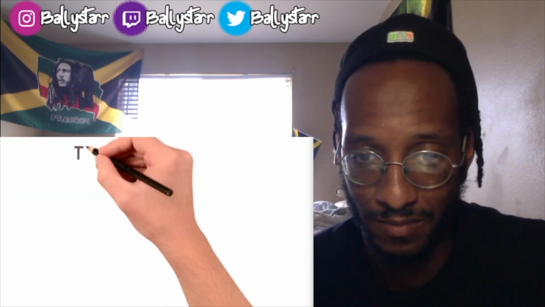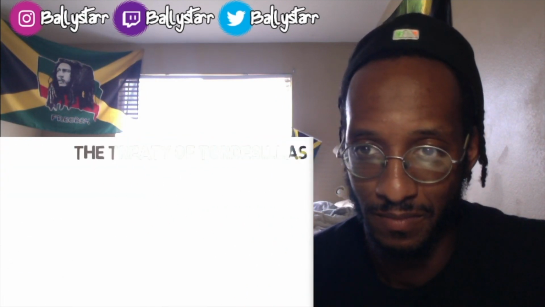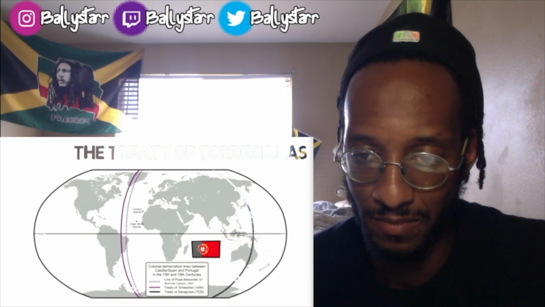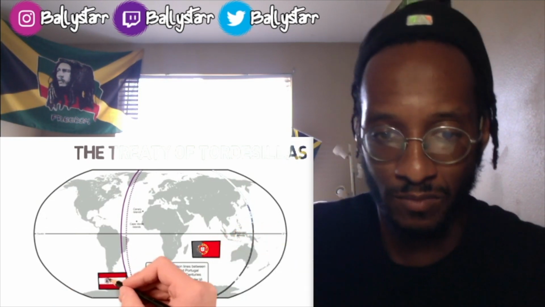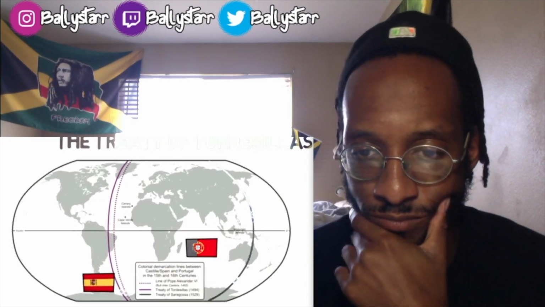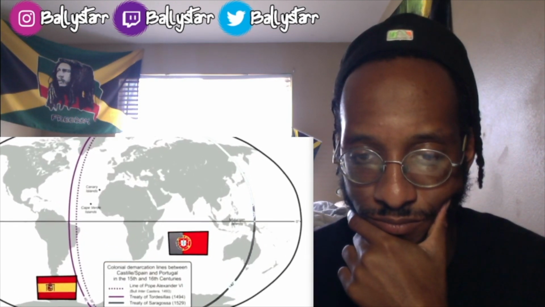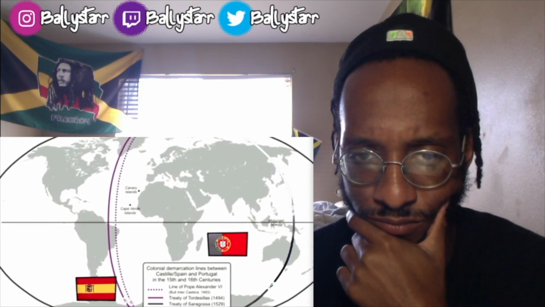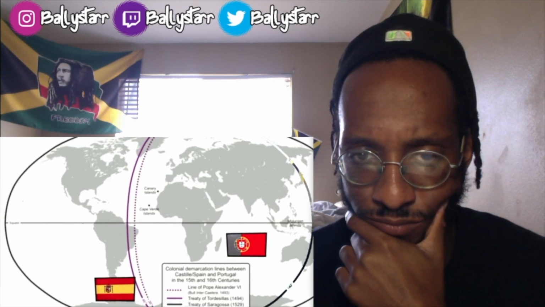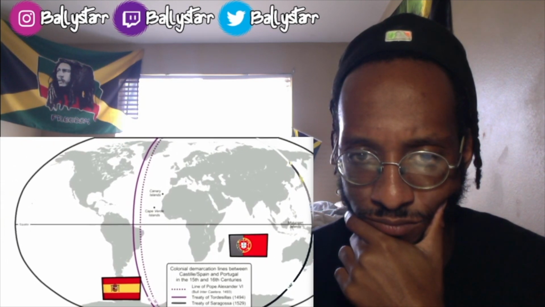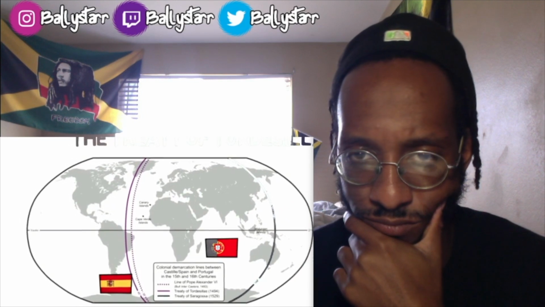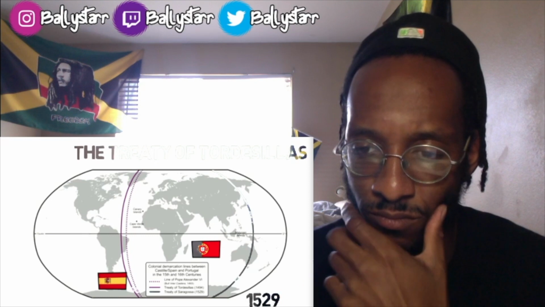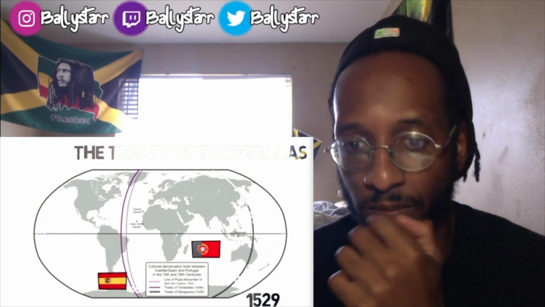First, the map of the Treaty of Tordesillas. This map divided the newly discovered lands outside Europe between the Portuguese Empire and the Crown of Castile, so pretty much Spain. Portugal would have the east and Spain would have the west. It was signed in 1494, and the first line in purple divided the Americas, leaving only a small part of Brazil for Portugal. The second line in green was added in 1529 to allow the Spanish to colonize part of the East Indies as well.